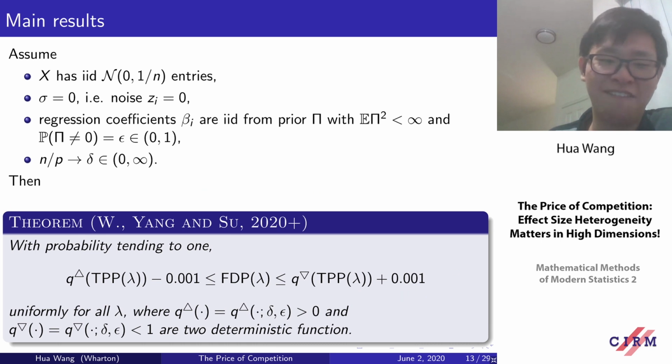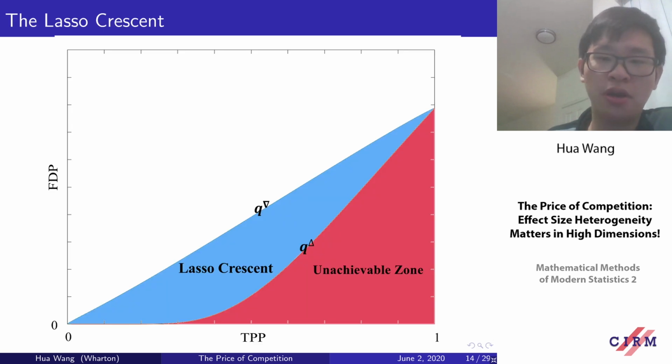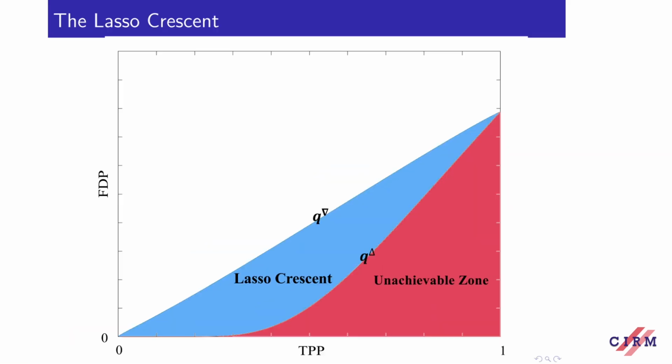Okay, that is a very abstract theorem. So I will give you a pictorial version of this theorem. As you can see, here we have a blue area, which I call the Lasso Crescent, which is where the Lasso path can lie in the TPP versus FDP plots. The name Lasso Crescent comes from the fact that this really looks like a curvy moon shape.